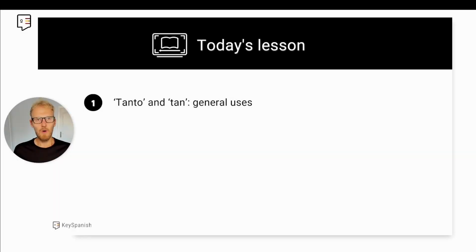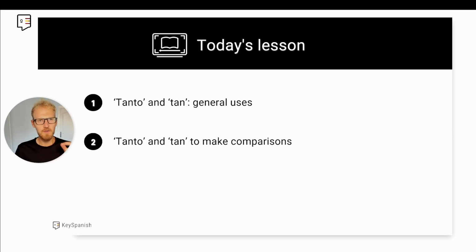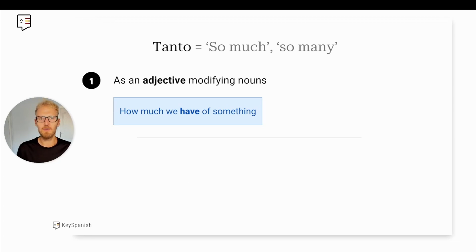Seguro. Bueno, hola, soy Alejandro de KeySpanish, and in today's lesson we're going to tackle the topic of using tan and tanto correctly. We're going to start with some general uses of tanto and tan, and then we're going to focus specifically on how they are used to make comparisons. And lastly, I'm going to share with you some expressions with the word tanto that are quite handy. So let's get started with tanto.